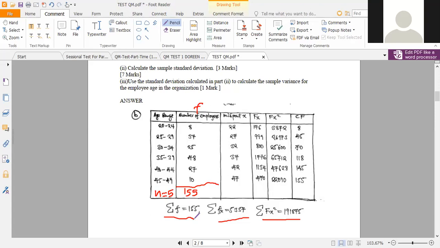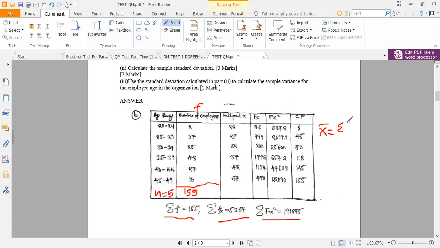Now before I scroll down, can an intelligent student remind me, how do we calculate the mean? What is the formula for the mean for group data? Betha, how do you find X bar? Sum of x squared over n.